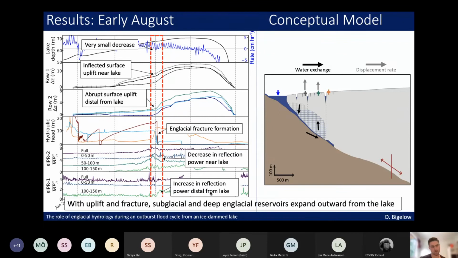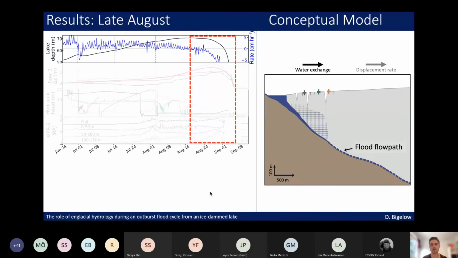So once again, what we can say here is that with uplift and fracture, the subglacial and deep englacial reservoirs are expanding outward from the lake. So once again, it's that analogy of the glacier sort of peeling off of the bed and filling with water, both subglacially and englacially. Finally, we also have the actual lake drainage event, which occurred in late August.